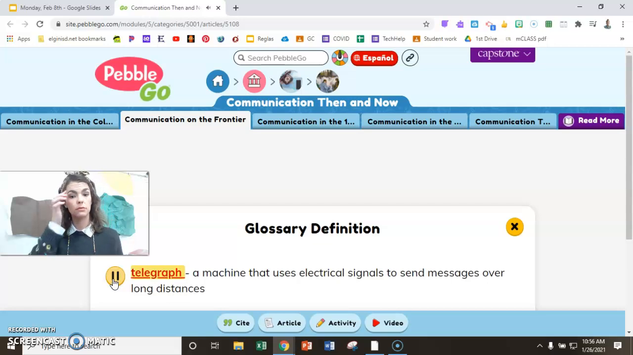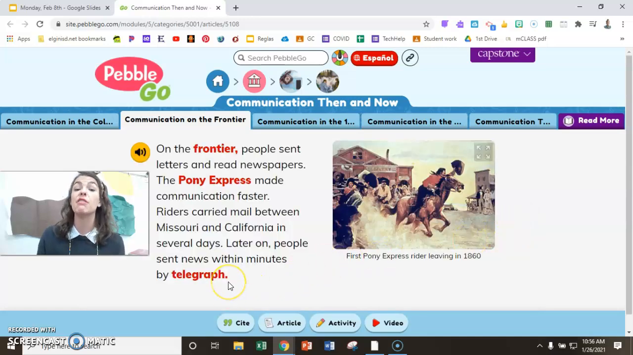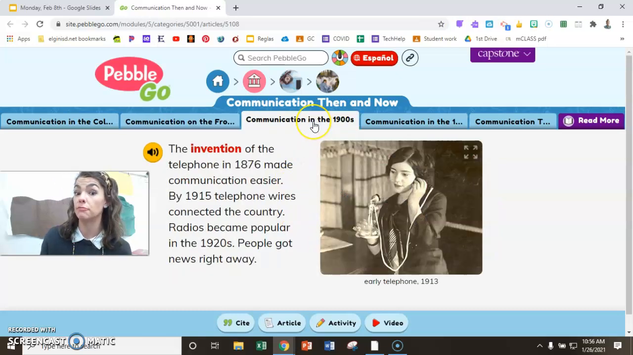Telegraph. A machine that uses electrical signals to send messages over long distances. So this is a machine. Before the phone was invented, a telegraph machine could send signals of messages over long distances. Now this is kind of like a text message, but it's going to be a larger machine, not quite a telephone yet. But this is even faster than the horse. Our next page will show us they're starting to invent the phone.